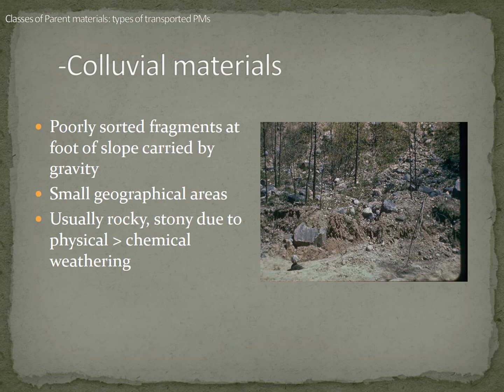So let's talk about these 6 individual transported types individually, okay? Colluvial materials. These are the ones that were moved by gravity, okay? Essentially, they were moved by some kind of rock or mudslide. So they're going to have poorly sorted fragments at the foot of a slope. So you can tell that it's just like a jumbled up mass of things moved as they tumbled down a hill, basically. We generally see these in small geographical areas.